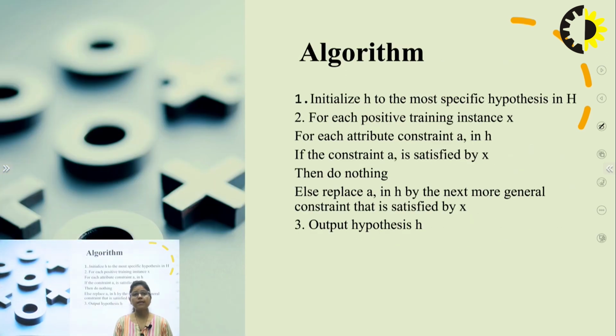Algorithm. Initialize H to the most specific hypothesis in capital H. Small h is the specific hypothesis, and the most specific hypothesis is denoted by phi. For each positive training instance X, for each attribute constraint A in H: if the constraint A is satisfied by X, then do nothing; else, replace A in H by the next most general constraint that is satisfied by X. Output hypothesis H.